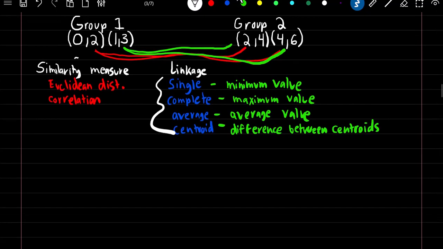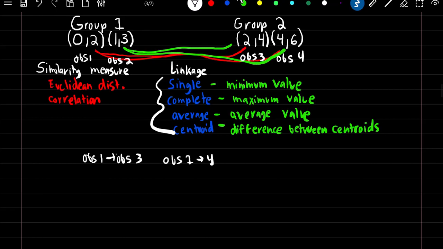So we're going to have 4 distance measures. Let's call this observation 1, observation 2, observation 3, and observation 4. The 4 possible Euclidean distances we can find are from observation 1 to observation 3, observation 1 to observation 4, observation 2 to observation 3, and observation 2 to observation 4. So now we just have to find the Euclidean distance for these measures.